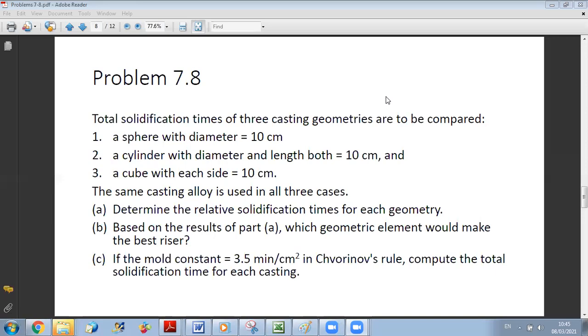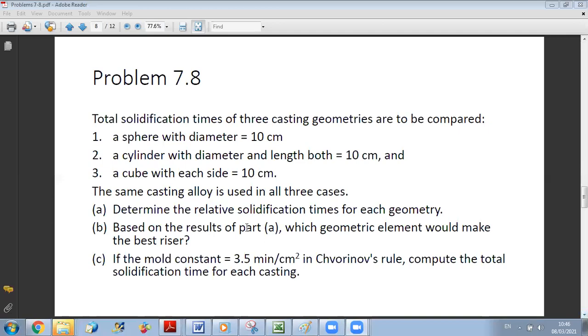So this is the criteria for riser selection. First, compare solidification time. If I get different solidification times, I select the highest one. And if I get equal solidification times, then I compare the volumes and I select the smallest volume to reduce weight. Okay, so let us see here what we will do.